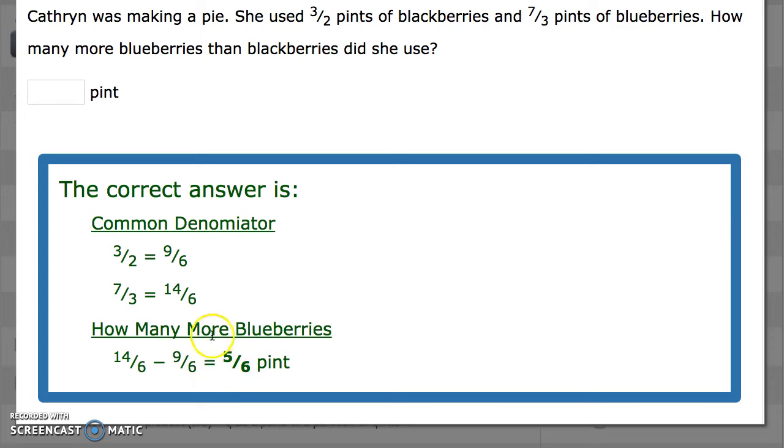Do you see why we wanted to leave these in improper fractions? Because my answer ended up being a proper fraction. And that's a lot easier than worrying about mixed numbers at this stage. So 5/6 of a pint is the correct answer.